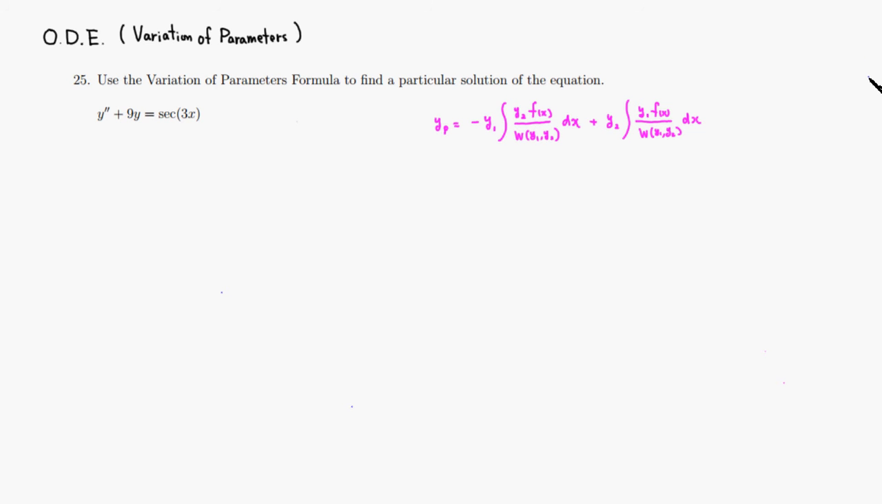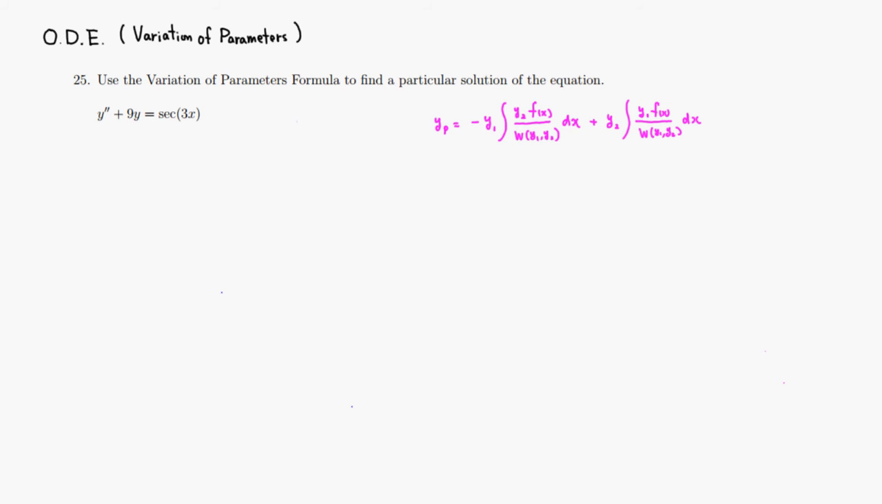All right, let's look at the ODE, variation of parameters. Number 25: use the variation of parameters formula to find a particular solution of the equation. I wrote down the formula here, so we're going to use that. Before we do that, we're going to have to find the y1 and y2.